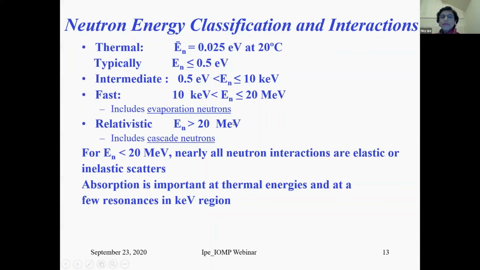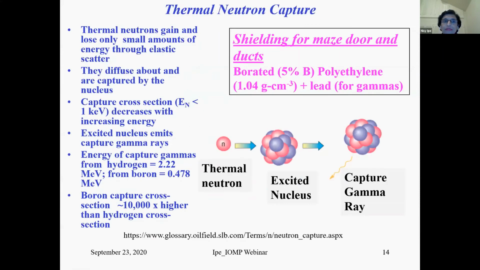So it's important to remember that for neutron energies below 20 MeV, nearly all the neutron interactions are elastic or inelastic scatters, and absorption is really only important at thermal energies and at a few resonances in the intermediate energy range.